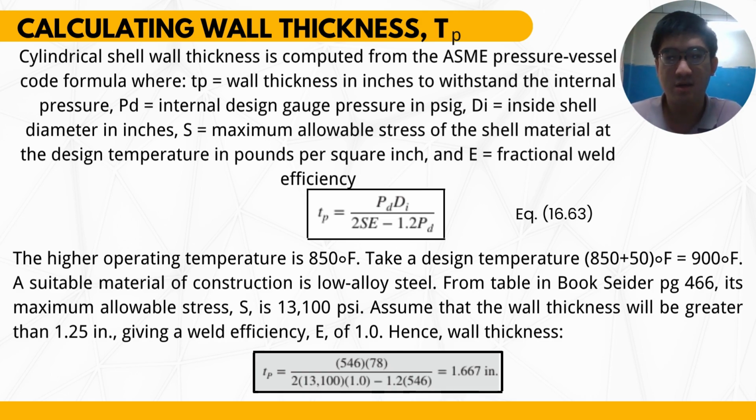From the question, the higher operating temperature is 850 Fahrenheit. We have to add 50, then the design temperature is 900 Fahrenheit. A suitable material is low alloy steel. So from the table in the book, page 466, the maximum allowable stress is 13,100 psi. We assume that the wall thickness will be greater than 1.25 inch, giving the weld efficiency E of 1.0. Hence, the wall thickness will be 1.667 inches.